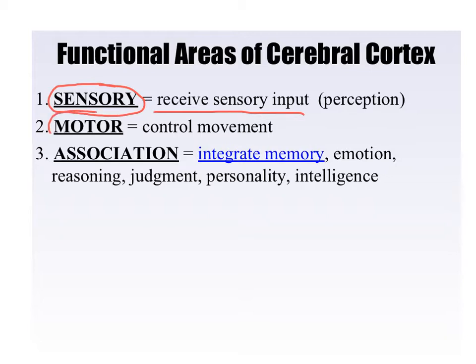Then you have the motor areas of the brain. Remember the primary motor cortex located in the frontal lobe. That's what's going to control your skeletal or voluntary movement. And then you have all those other neurons in the brain, which are the association areas of the cerebral cortex. This is where your memory is stored, your emotions, your personality, your intelligence. So it's basically everything that makes you who you are. That would be the association areas of the cerebral cortex, and these are located all over the place. There are association areas in all lobes of the brain.